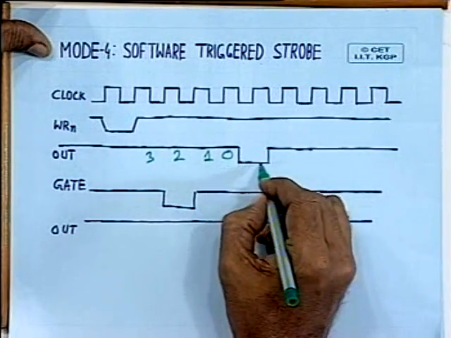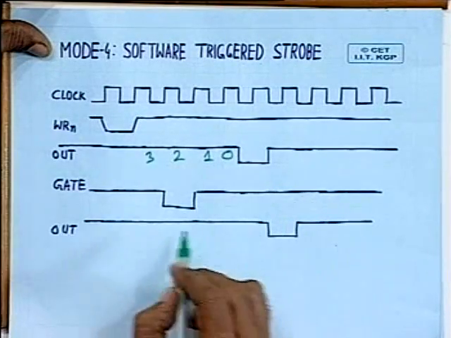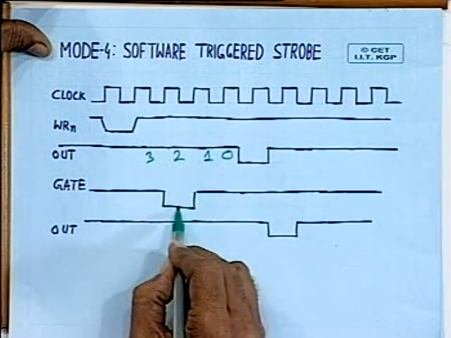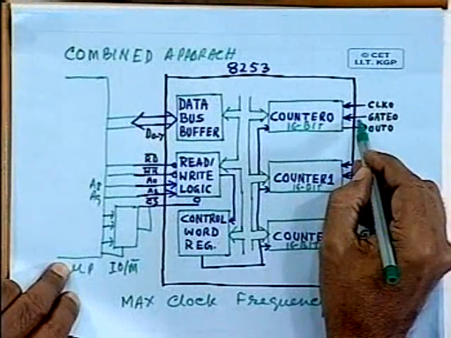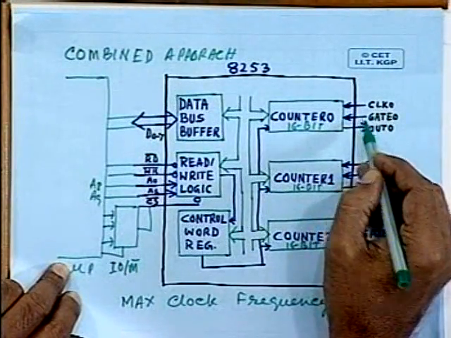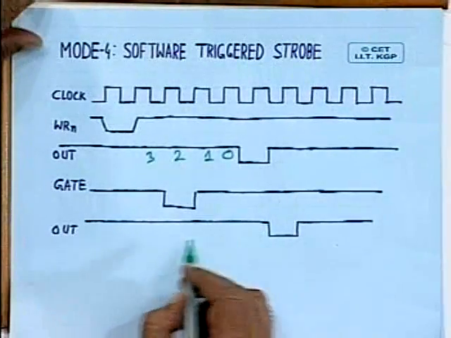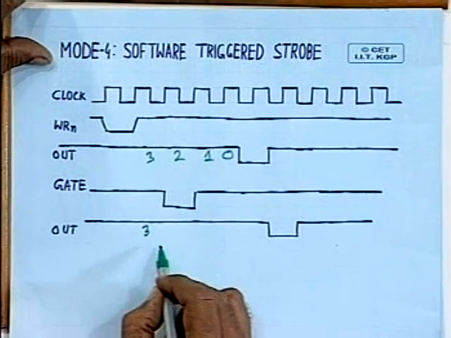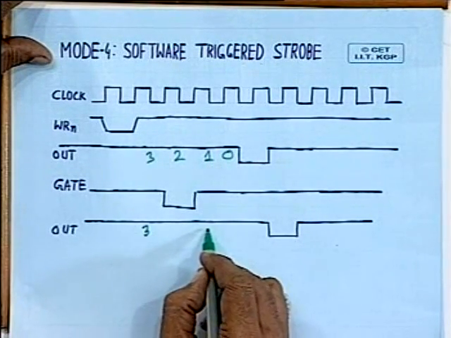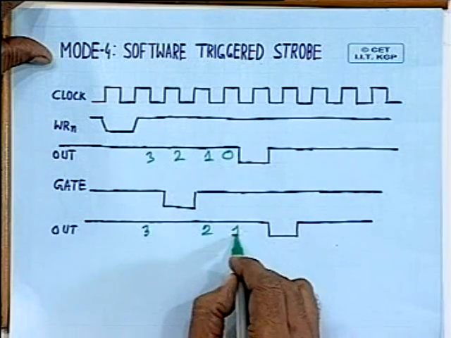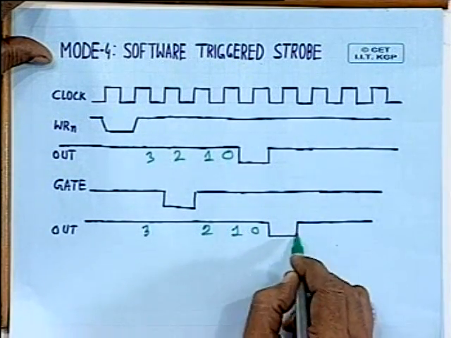So a strobe of one clock duration is generated when the terminal count is reached, and of course this operation can be delayed by gating. That means whenever the gate input is connected to low for some duration, then the output will be delayed by that delay duration. That means counting down was taking place, 3, then for this duration it will be skipped, and here you will get 2, 1 and 0, and then it goes low for 1 clock period.